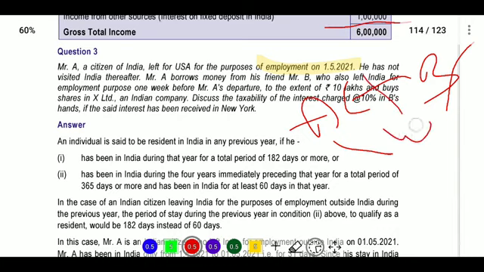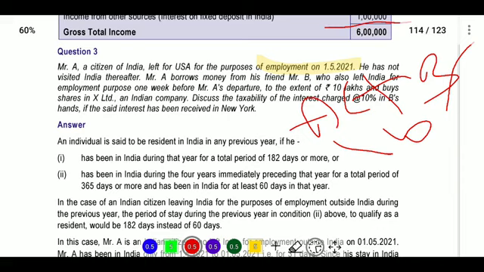10 lakh was the loan amount, and with it he buys shares in X Limited, an Indian company. Discuss the tax liability. Interest is chargeable at the rate of 10%. So 10% interest will be chargeable in the hands of B if the said interest is received in New York. So if it is received by B outside India, it will be taxable.